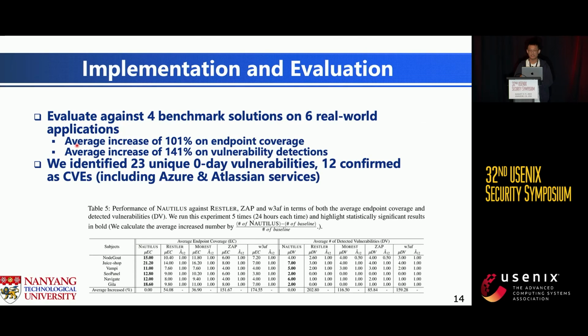Well, for the real-world applications, Nautilus found in total 23 unique zero-day vulnerabilities, which are all previously unknown vulnerabilities, and out of these, 12 have been assigned CVE numbers, and some of the bugs affect popular commercial services such as Azure services or Atlas cloud services.